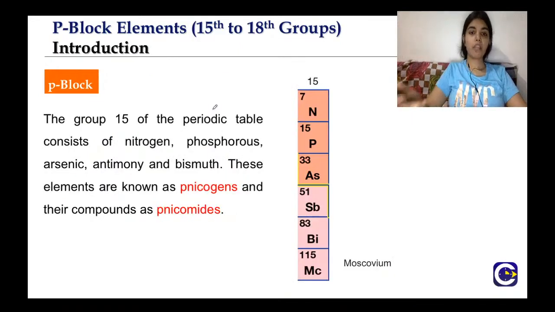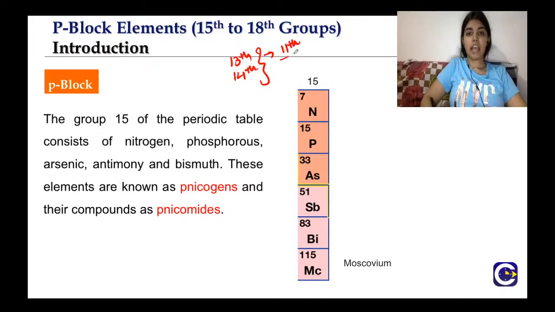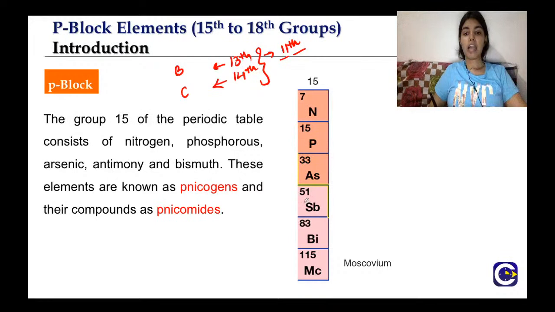Now, for the p-block, the 13th and 14th groups have been done in 11th. The 13th is known as the boron family, and the 14th as the carbon family. So we are studying here the 15th group, that is the nitrogen family. What are the elements included in the 15th group? Basically nitrogen, phosphorus, arsenic, antimony, bismuth and moscovium.